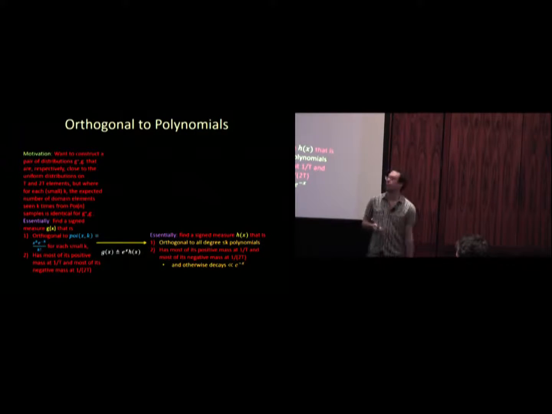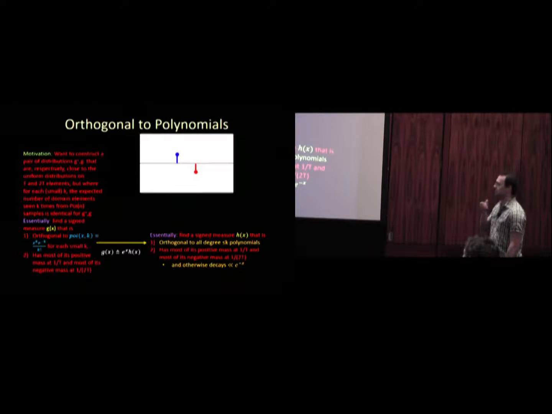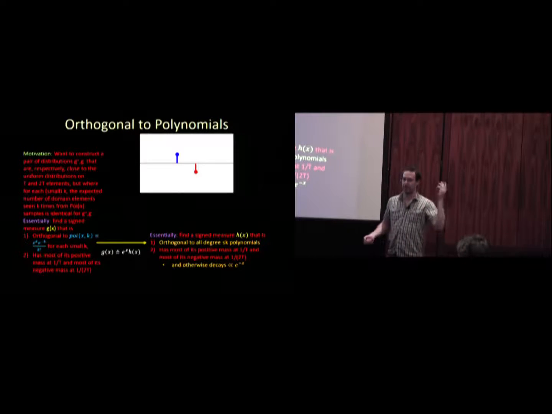Okay, so I'm not sure how many of you were awkwardly wondering if this is a potential typo earlier. We actually are looking for things that are orthogonal to polynomials, and we'll do this via orthogonal polynomials. Okay, so let's start talking about what it means for a signed measure, by which I just mean a distribution that has a positive part and a negative part, to be orthogonal to low degree polynomials.